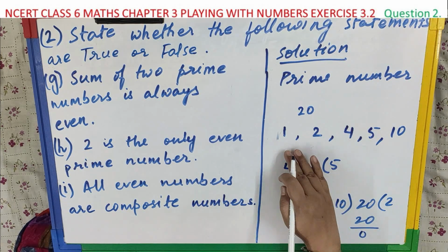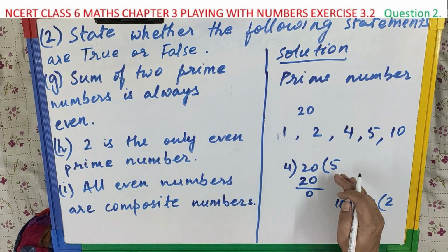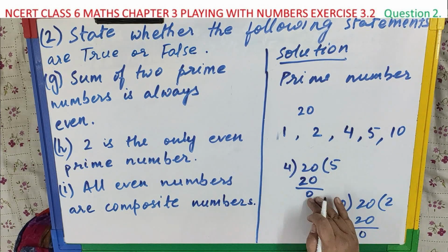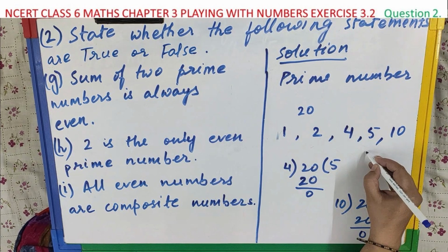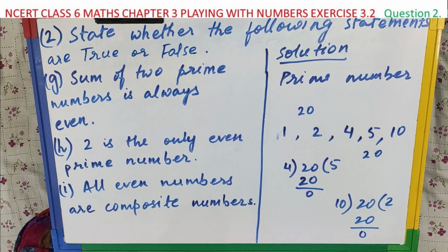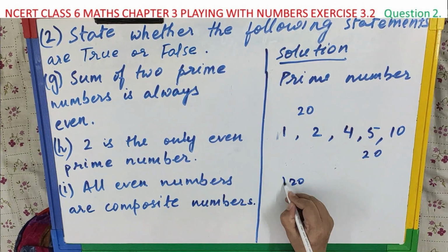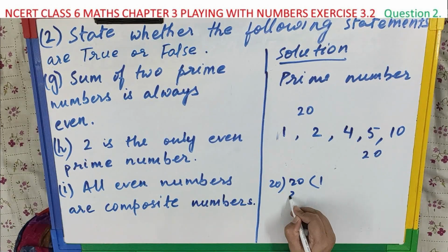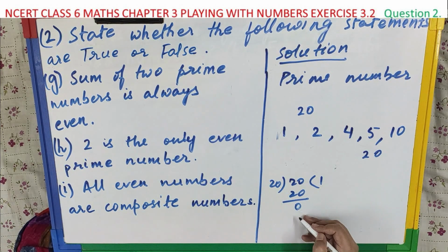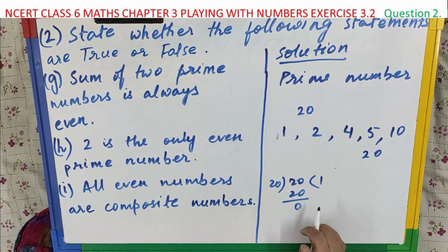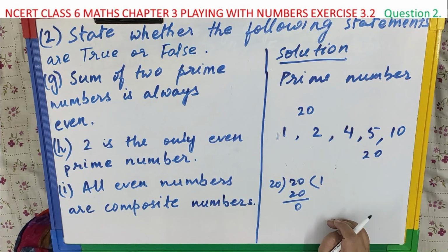So 20 is completely divisible by these numbers, because when we divide 20 by these numbers, we get the remainder 0. And 20 is also divisible by 20, because 20 ones are 20. The remainder is 0. So 20 is completely divisible by 20. It means 20 is divisible by this many numbers.